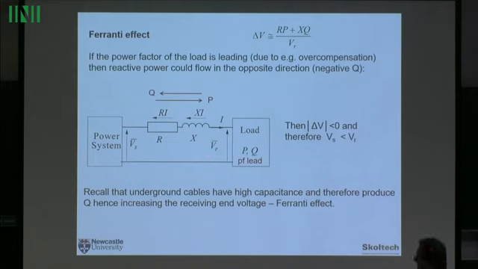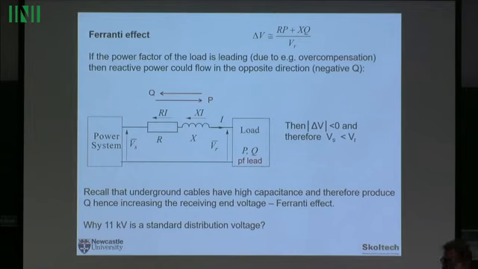So what happened was, this Ferranti first discovered it, and it's actually anecdotal evidence of why the voltage is 11 kV. Standard distribution voltage is 11 kV rather than 10 kV. You would think, wow, 10 kV is a nice number, right? Why is it 11 kV?